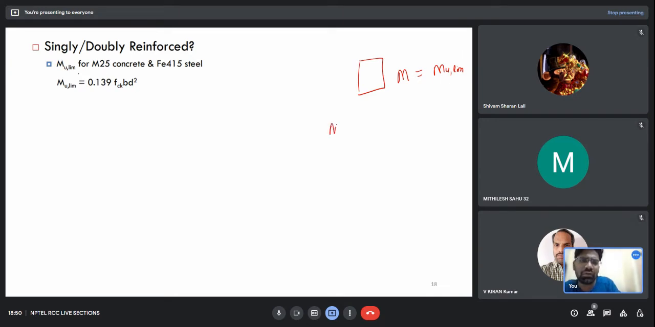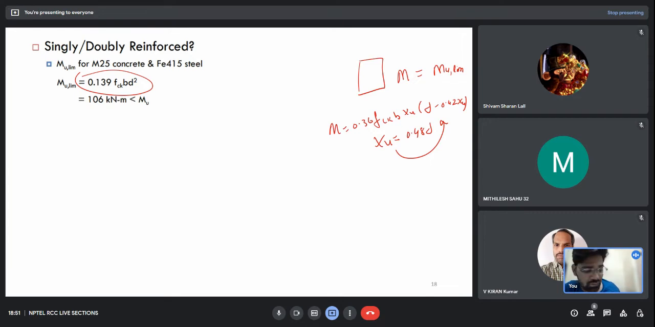This came from 0.36 fck b xu (d minus 0.42 xu). So when you substitute xu, for Fe415, xu equal to 0.48d, in this equation, you will get this. So that would be the limiting moment of resistance for this beam. That is coming out to be 106.